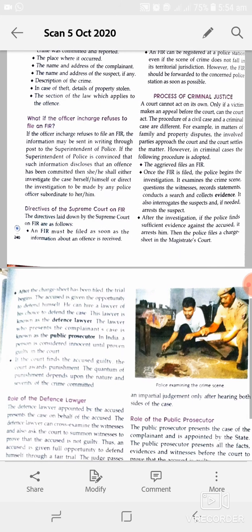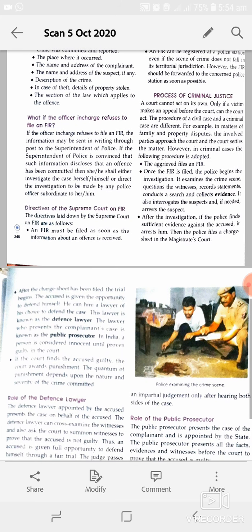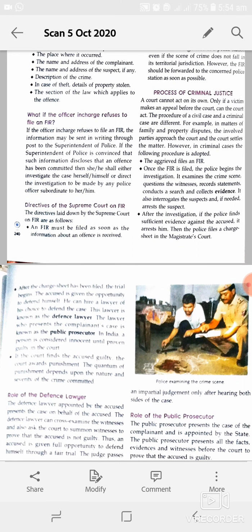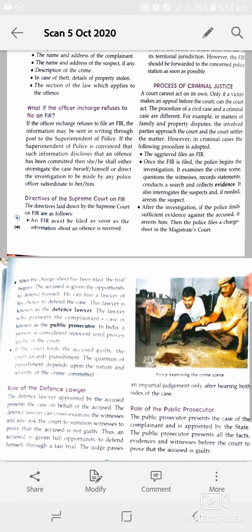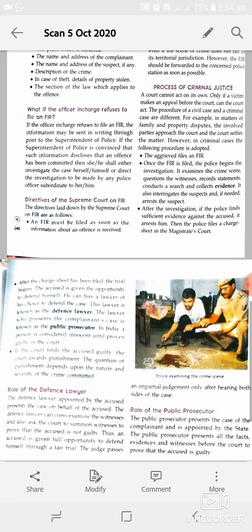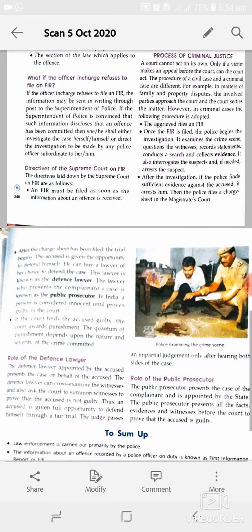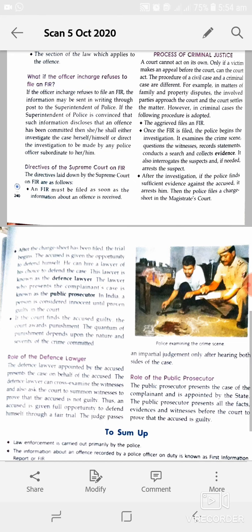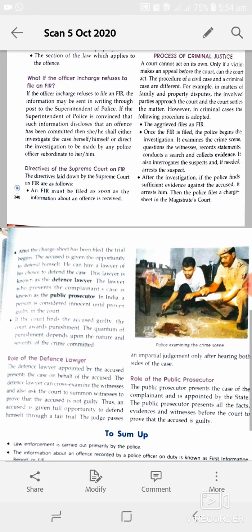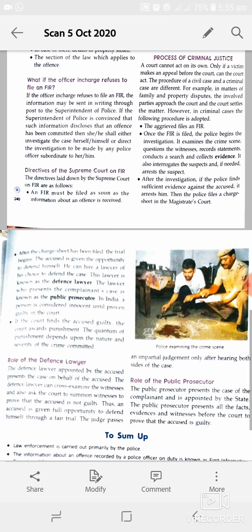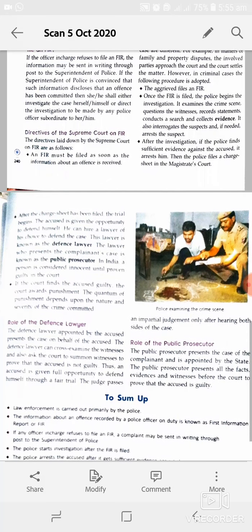So, the aggrieved party files an FIR. Once the FIR is filed, the police begin investigation: examining the crime scene, questioning witnesses, recording statements, conducting searches, and collecting evidence. They also interrogate the suspect and, if needed, arrest the suspect. After the investigation, if police find sufficient evidence against the accused, they arrest him, then the police file the charge sheet in the magistrate court.